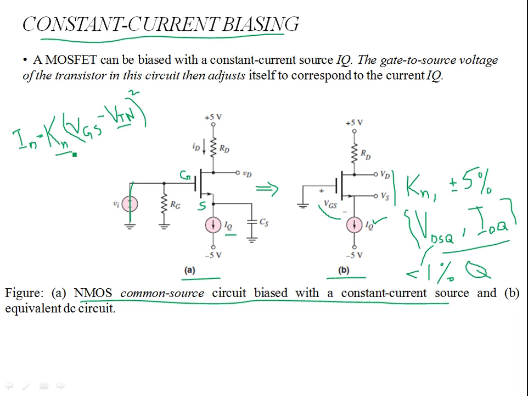But Kn has a lot of variation. It's not only the dimensional parameters in Kn. Kn depends on the mobility. It depends on the other dimensional parameters, thickness of the oxide, capacitance of the oxide. So if you have this variation in Kn, ID is still ID, which is equal to IQ. For a stable ID or a stable IQ, your variation in the Q point is small. So this tends to stabilize the Q point. You have a stable Q point or stable operation of a transistor if you bias it with a constant current source.